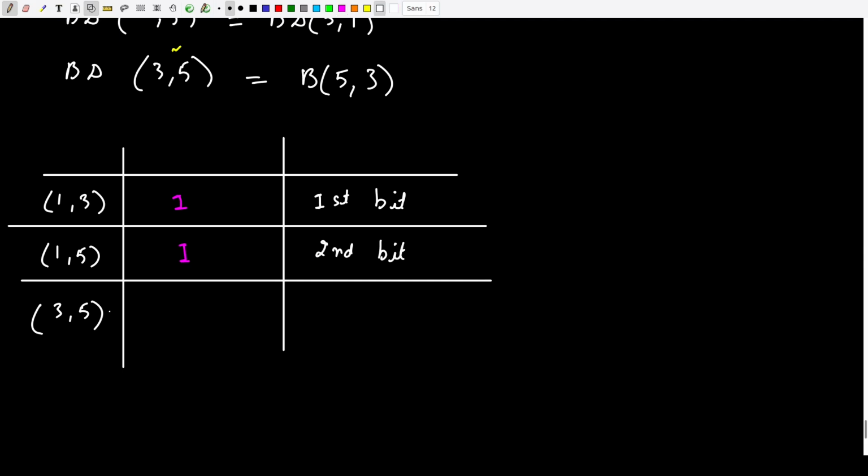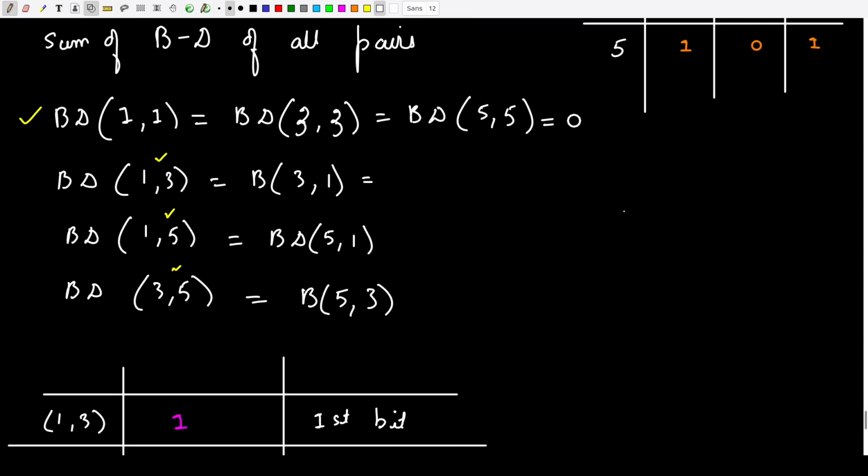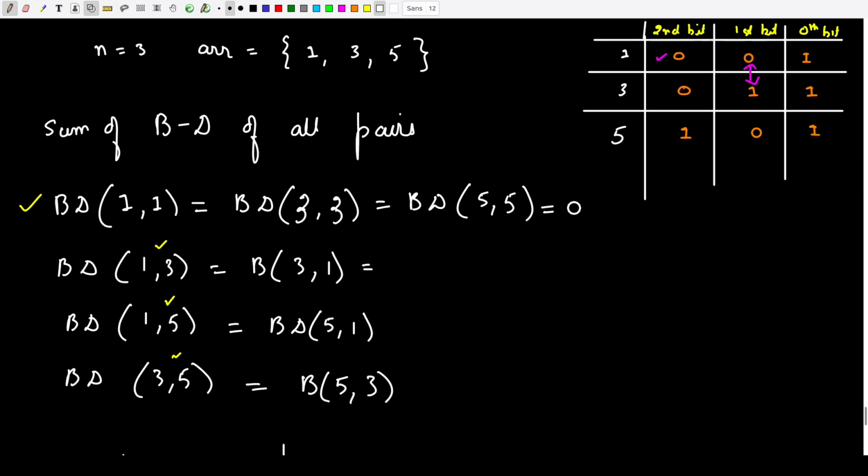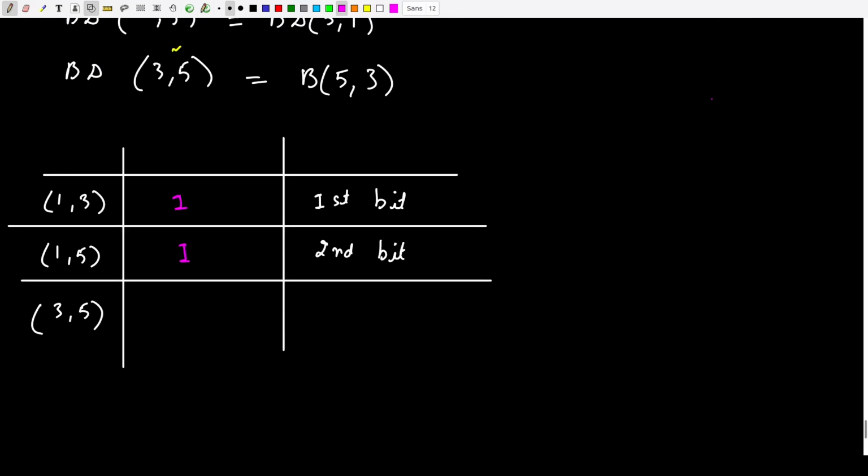Now let us compute the bit differences for 3 and 5. So 3 and 5 differ at how many positions? Well, 3 and 5 differ at the second position and the first position. So these are the two positions where it differs. So the bit difference is 2, and where all does it differ? Well, it differs on the second bit and the first bit.